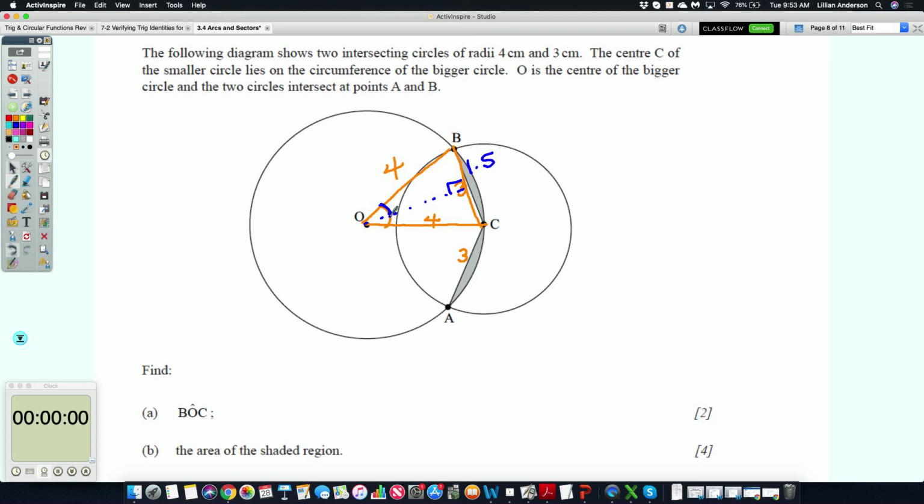Since I already drew in my right triangle, I'm going to use sine of that angle equals 1.5 over 4. Theta is going to be equal to the sine inverse of 1.5 over 4, and then I'm going to multiply it by 2 to get the actual angle BOC. Can somebody do that for me and tell me what it is? Sine inverse of 1.5 divided by 4, then multiply that by 2. 44.05.